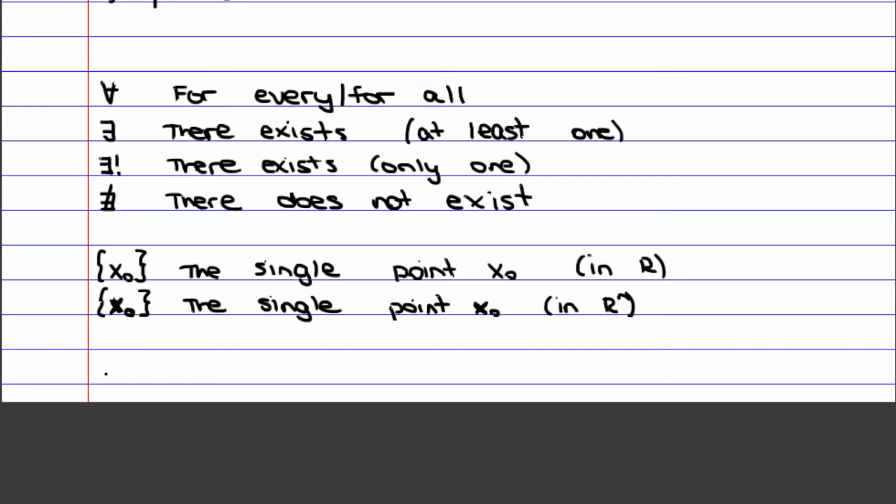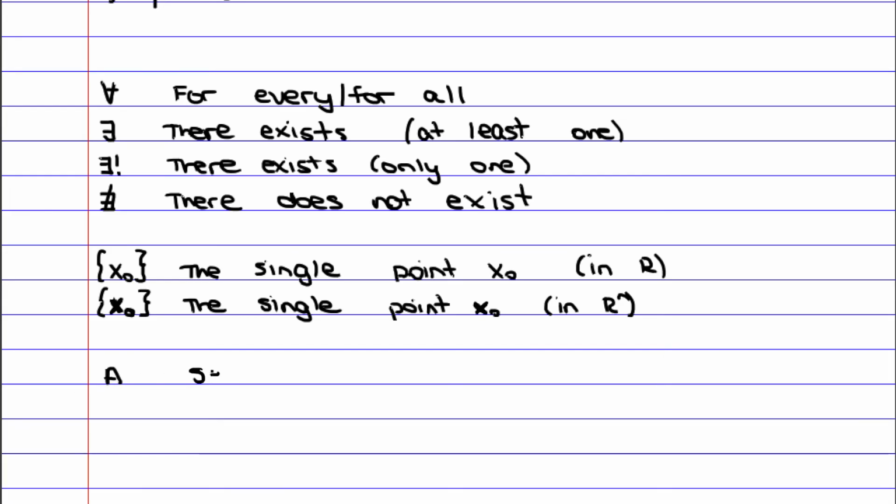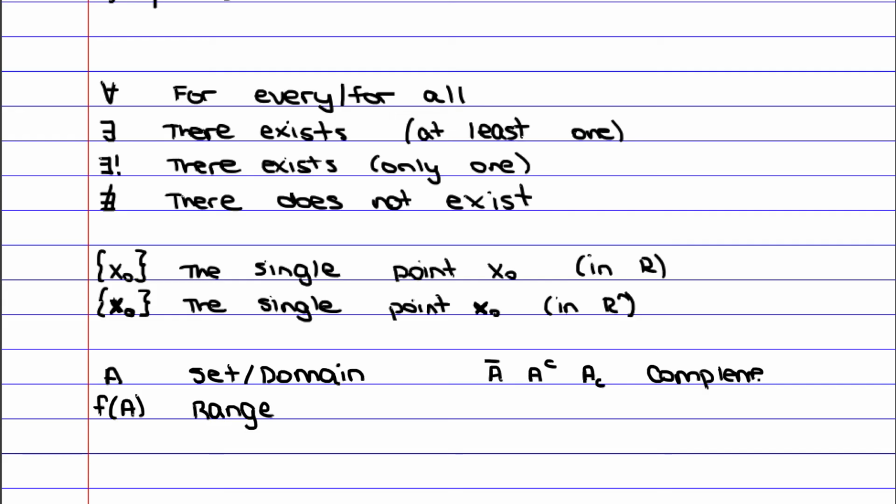And as I mentioned before, we have A, which represents our set, which for our function would also be the same thing as a domain. The range, which is the y values that you get from your function, is represented by f of A. And if instead you have A with the line, which is also sometimes written as A with the C either above or below, these all mean the same thing. They mean complement, which is just the opposite of A. So everything outside A.